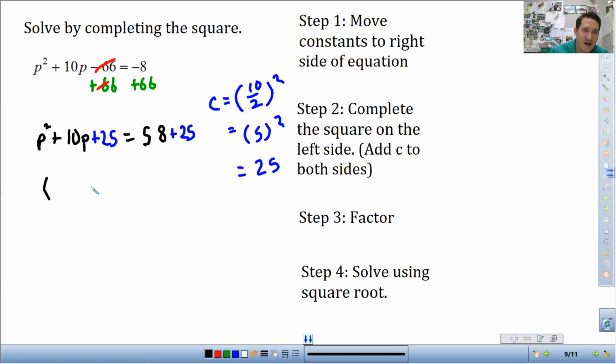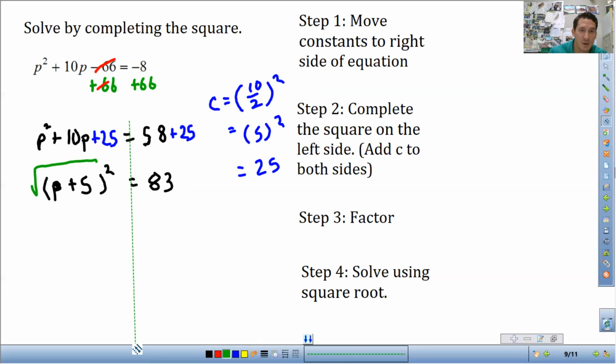This side here, I factor just like we practiced. So it's going to be P, this value here, plus 5 squared. And 58 plus 25 is 83. All right, now we have an equation that we can solve just like we did those first few we did in the lesson. So first thing I'm going to do is subtract. Actually, I can put a little line of separation here. Take the square root of both sides. Square root of squared, that cancels out. So I just have P plus 5 is equal to the square root of 83.